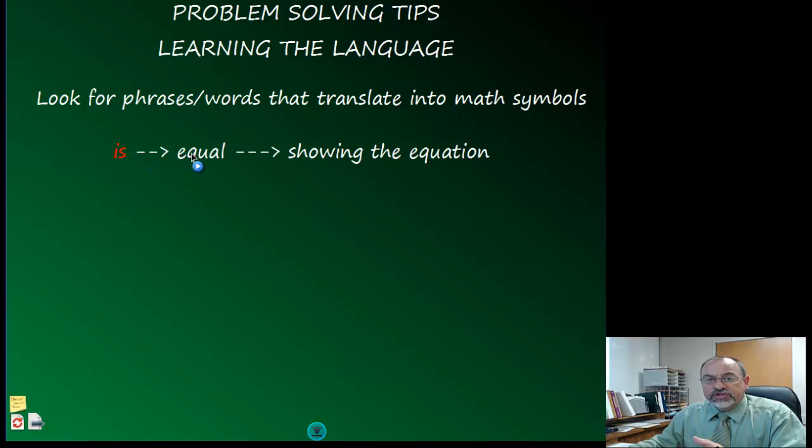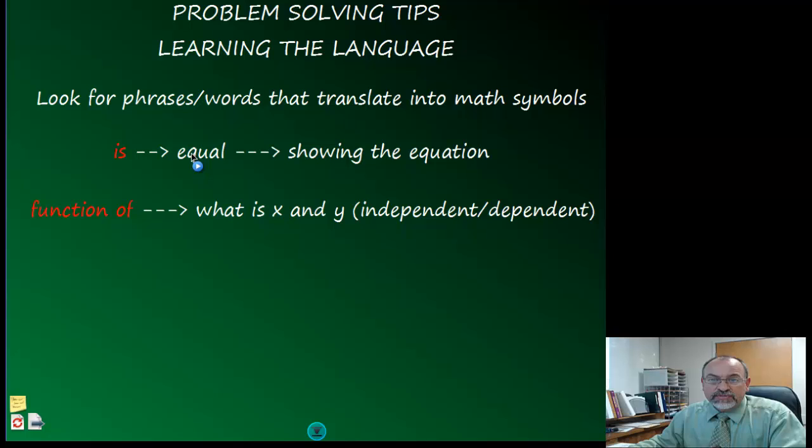Well, now that we have this new language or terminology or notation called function, we want to look for this phrase function of when we're reading a word problem. And what does it mean? Actually the phrase function of is giving us some very important information. It's identifying for us what is going to be x, or the independent variable in the expression, and what is going to be y, or the dependent variable.